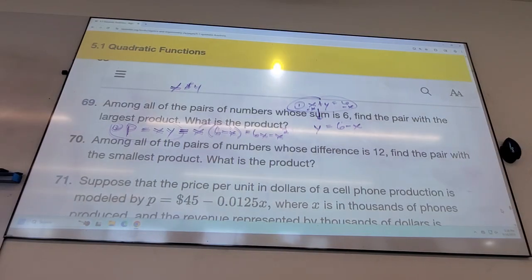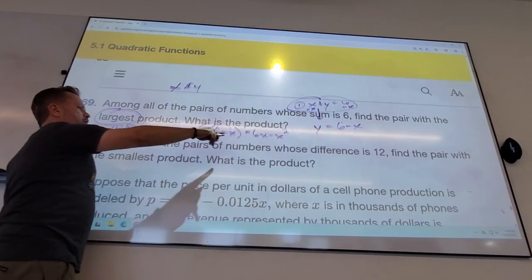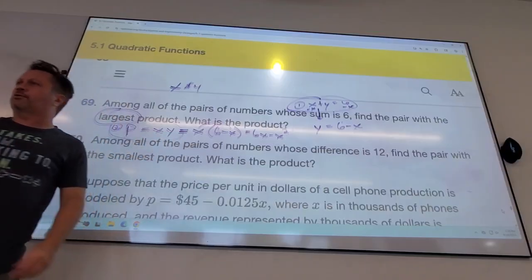What do you do now? What did we just say? This is a down parabola. Where would the maximum occur? Where would the largest occur? At the vertex. Do we have a shortcut to find the vertex?